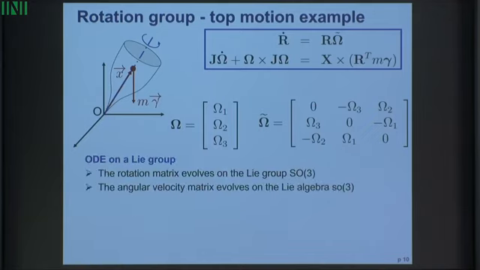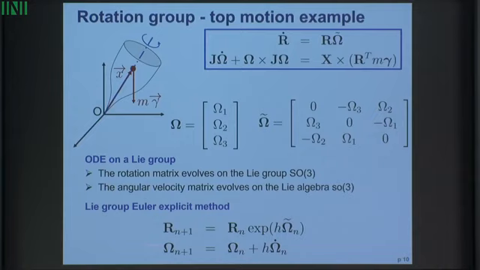So what we have here is actually a differential equation on a Lie group, because the rotation matrix evolves on the Lie group SO(3), and the angular velocity matrix is an element of the Lie algebra. And so if we want to solve this equation numerically, well, we can use a Lie group time integration scheme. And just to mention the simplest possibility, this would be the Lie group Euler explicit method. You see for the angular velocity, it's a simple Euler explicit scheme. And for the rotation, you need to use the exponential map because you want to guarantee that the result of this operation is a true rotation matrix.